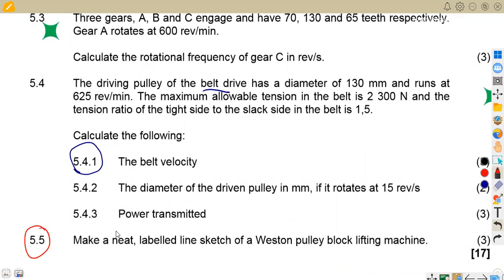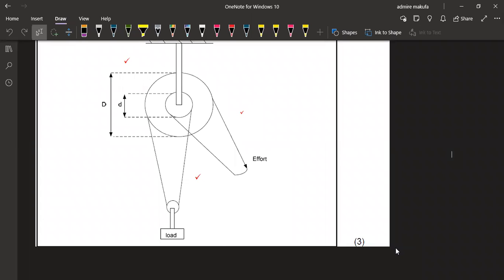Okay, 5.5, make a neat labeled line sketch of a Weston pulley block lifting machine. What does a Weston pulley block look like? Let me just share the screen so that we can see what we have in this case. All right, so we are going to have something of this nature.